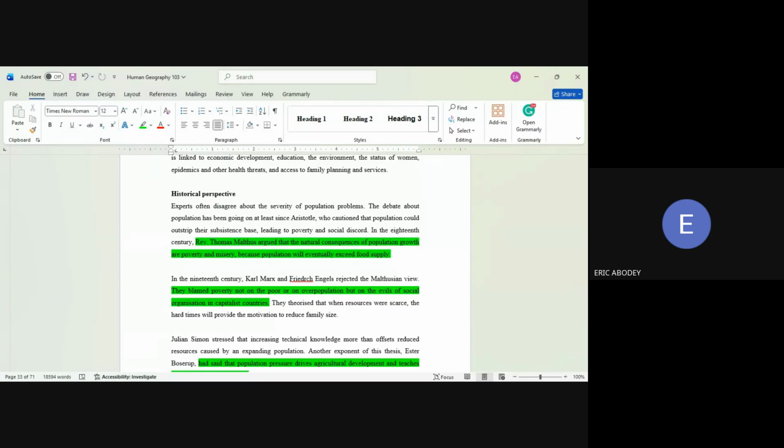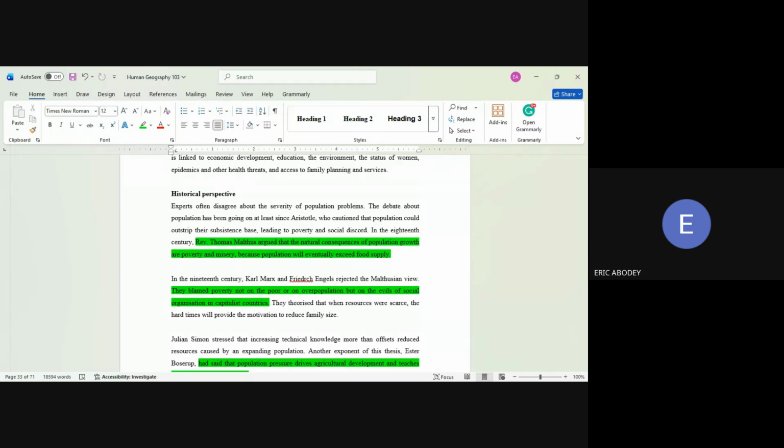Now, in the 19th century, Karl Marx and Friedrich Engels rejected the Malthusian view. They blamed poverty not on the poor or on overpopulation, but on the evils of social organization in capitalist countries. So whilst Reverend Thomas Malthus blamed poverty on population growth, these two gentlemen said no. Population increase is not a cause of poverty, but rather the social evils of the capitalist economy or the evils of social organizations in capitalist countries.